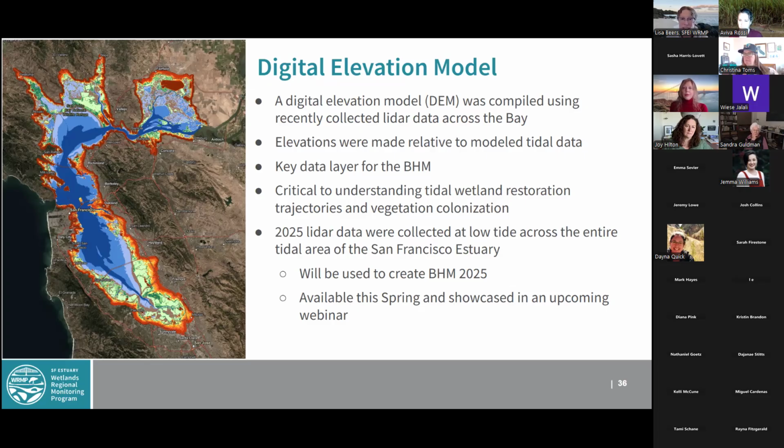I also just wanted to highlight that in the fall of last year, we collected LiDAR data for the entire estuary, including the delta, at low tide. This will be used to create DEM 2025, and it will also be freely available this spring once we've had a chance to do QA/QC of the data. There will also be a corresponding webinar, so please sign up to the WRMP newsletter so that you can receive more information when we're having this webinar.